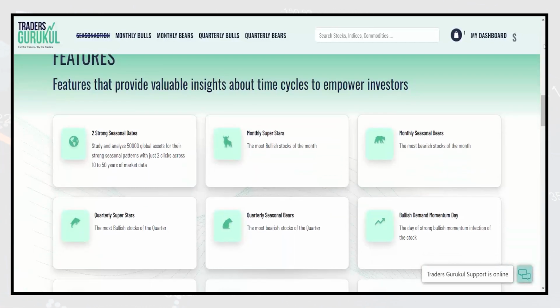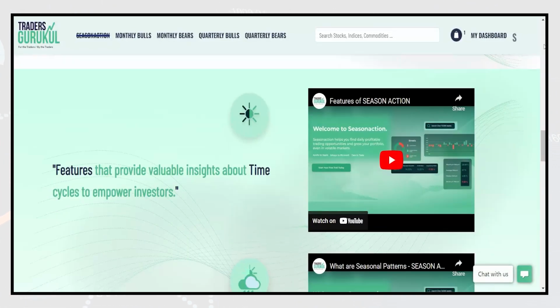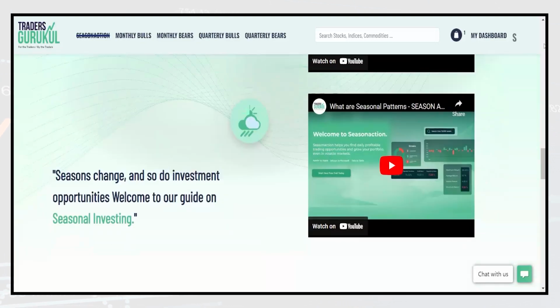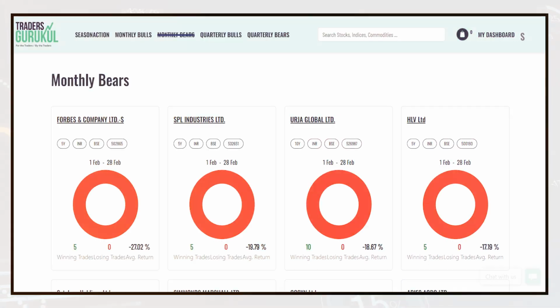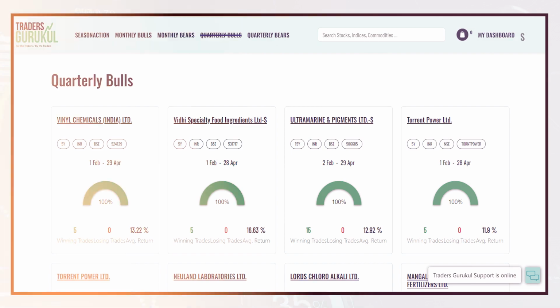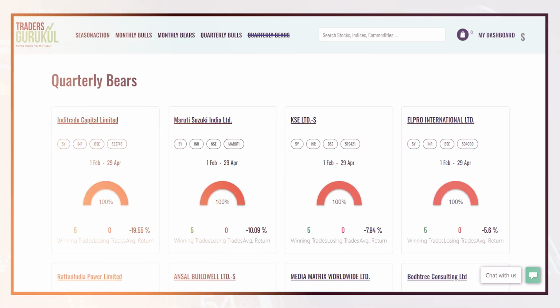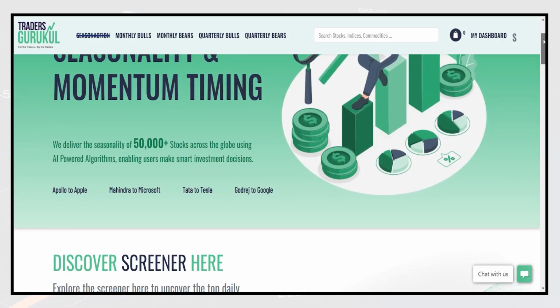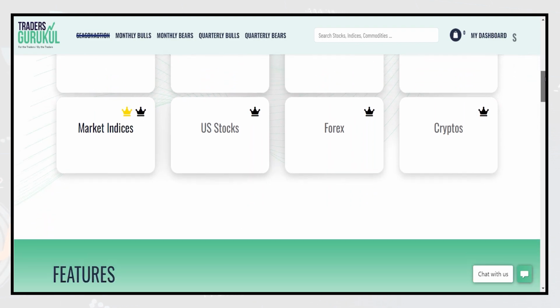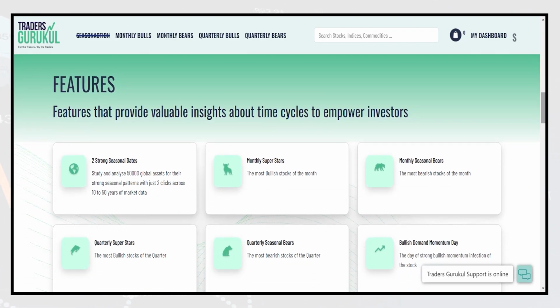Feeling overwhelmed by these processes? Season Action has you covered. Our AI-powered algorithm generates powerful features like monthly bulls, monthly bears, quarterly bulls, and quarterly bears periodically. Explore Season Action features, providing valuable insights about time cycles to empower investors.